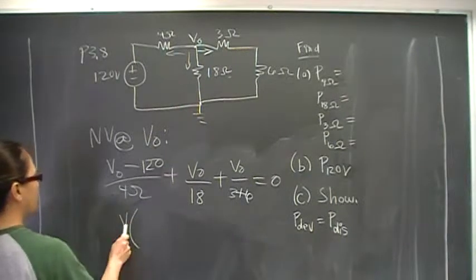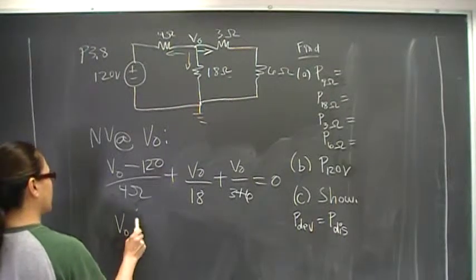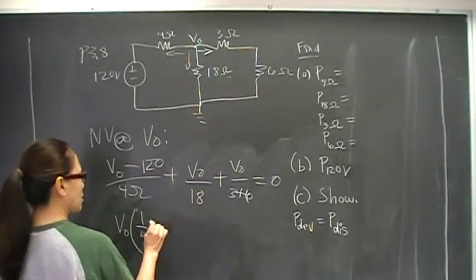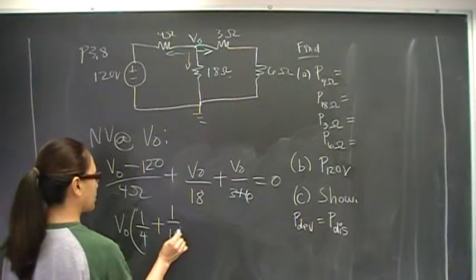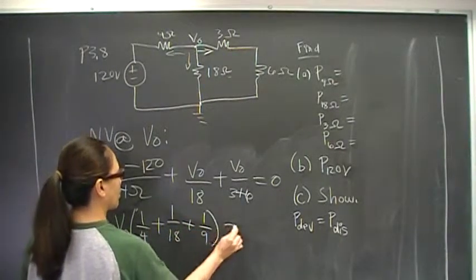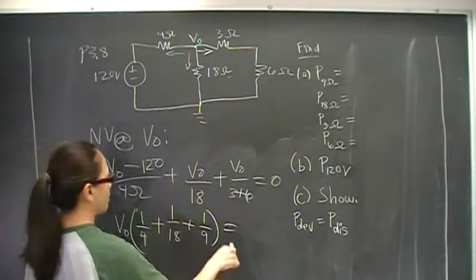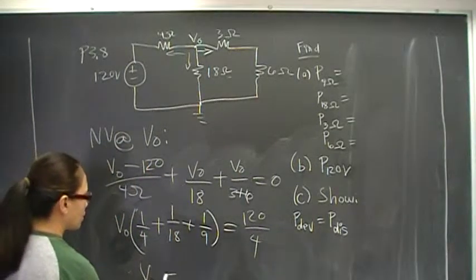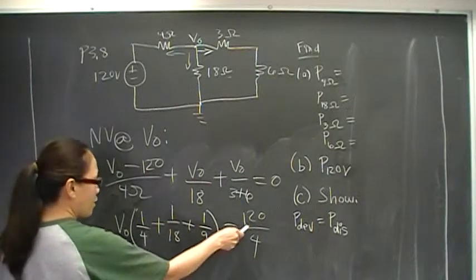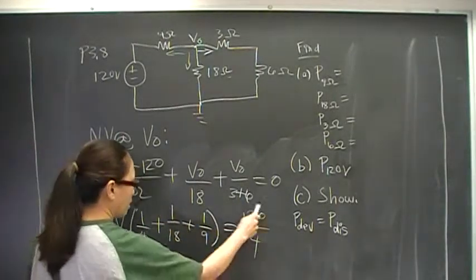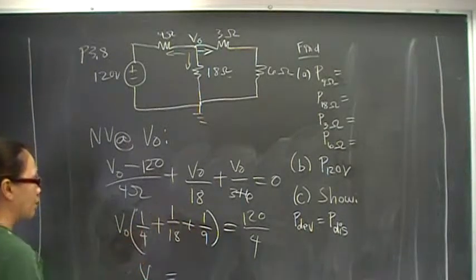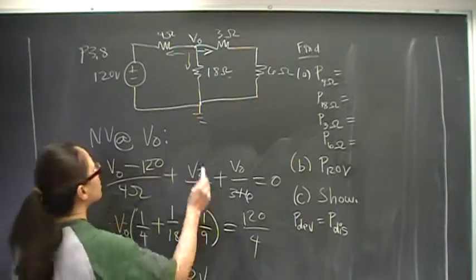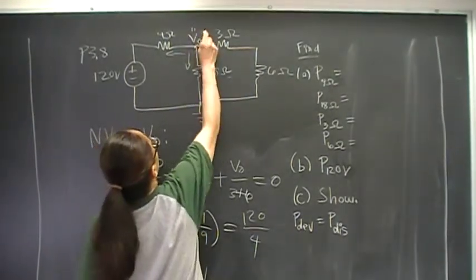So we take all the coefficients of the V naughts and bring this to the other side of the equation. And when you do that calculation, sum that together, take this number divided by this number, you should arrive at V naught equal to 72 volts. So now we have a value, 72 volts.